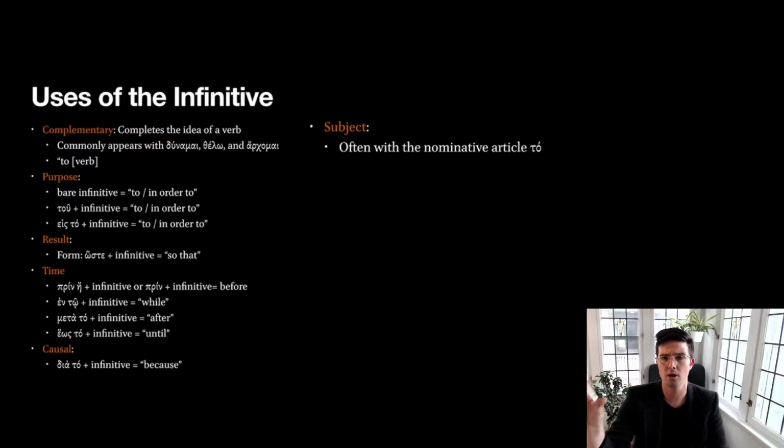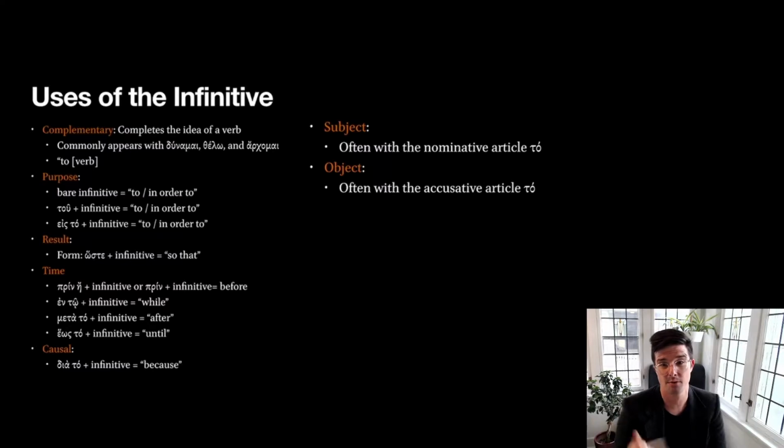Moving over to our noun-related functions of the infinitive, we have the infinitive functioning as the subject or the object. We've already talked about this. Oftentimes we'll see it with the article τό, or with the accusative article τό. So the article is accusative when it's the object. It's nominative when it is the subject.